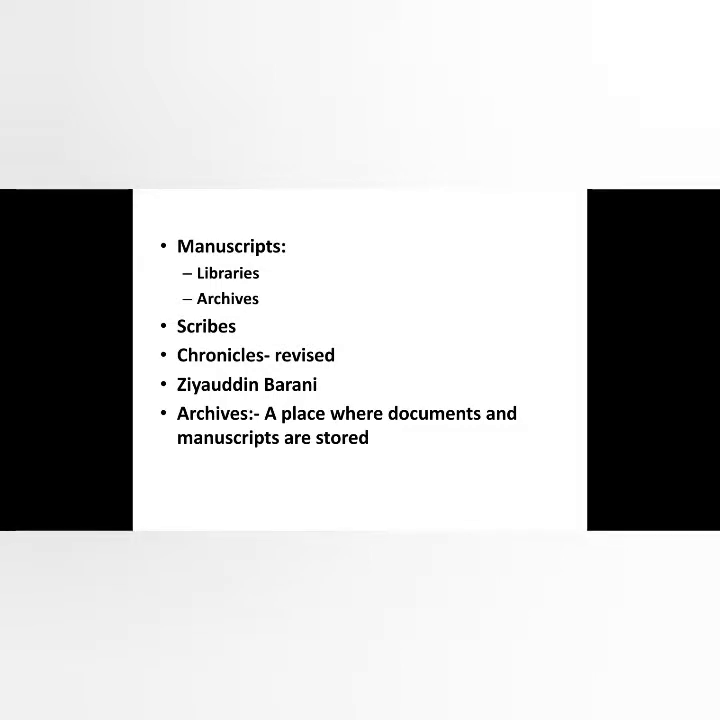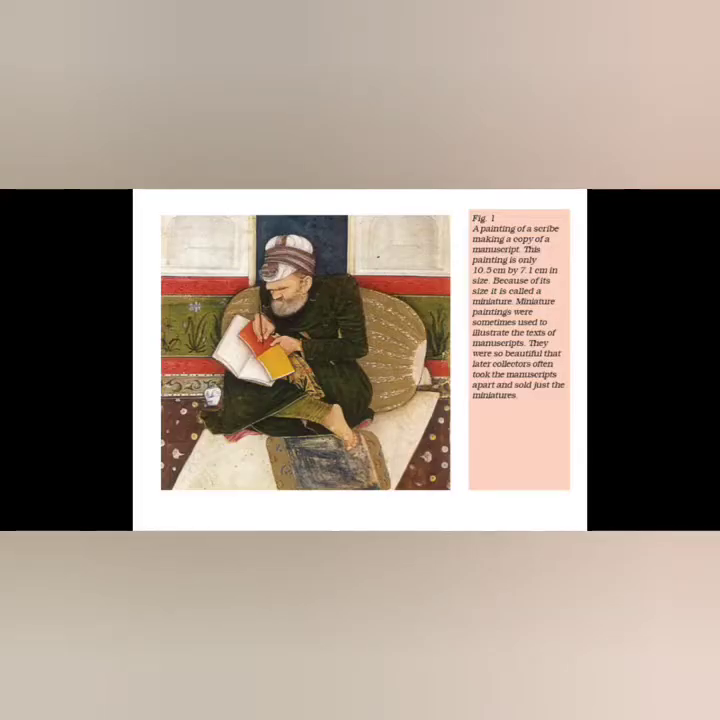On occasion, authors revised their own chronicles at different times. Look at this: 14th century chronicles. This is Ziauddin Barani. He wrote his chronicle in 1356 and another version two years later. But historians didn't know about these two versions until the 1960s.